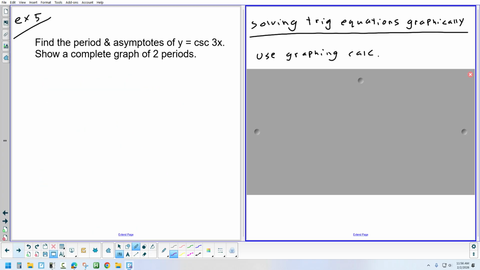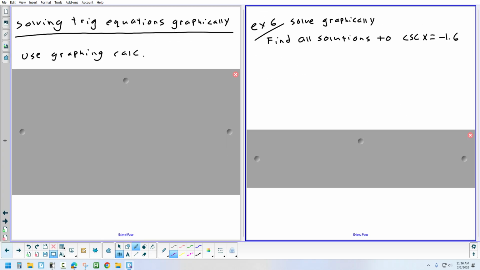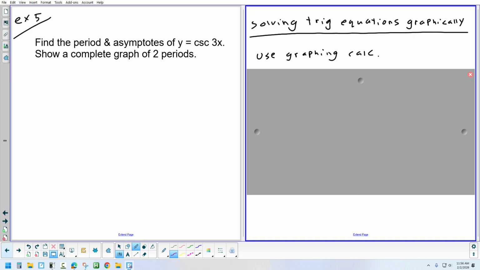I think 5 will be a good one to stop with, and then we'll only have the graphing calculator one that's actually really easy. We'll do that tomorrow.